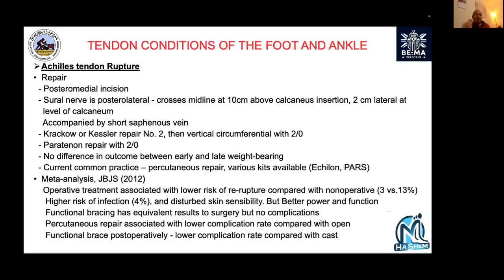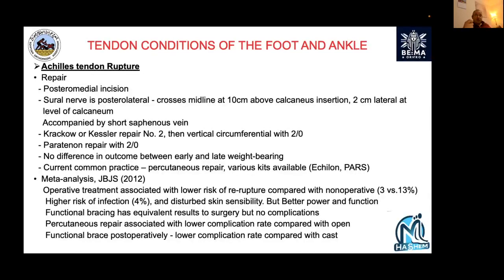Remember that the main strength of your repair depends on the core sutures. The more core sutures you take, the stronger your repair. 70% of your repair depends on how many core sutures you have. So whether you're using a Kessler or Krackow or whatever you have, you need to use non-absorbable suture, and it needs to be very, very strong. Then you do a paratenon repair, and this gives you the remaining 30% of strength.